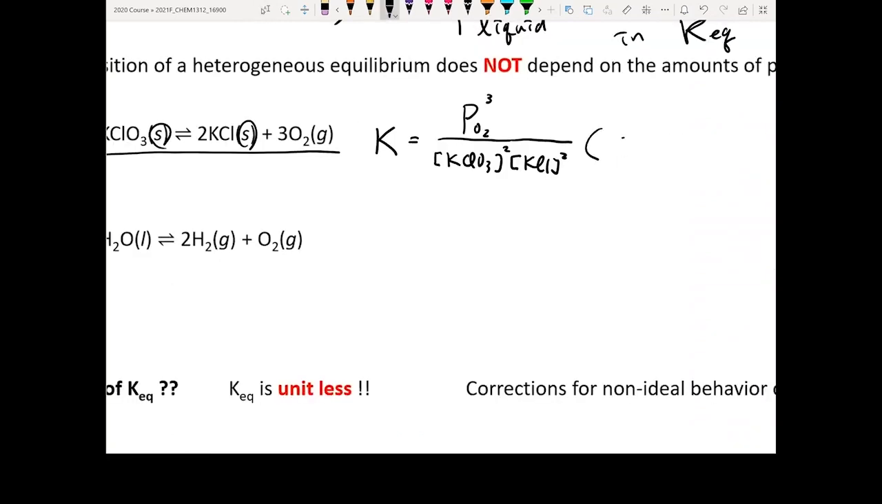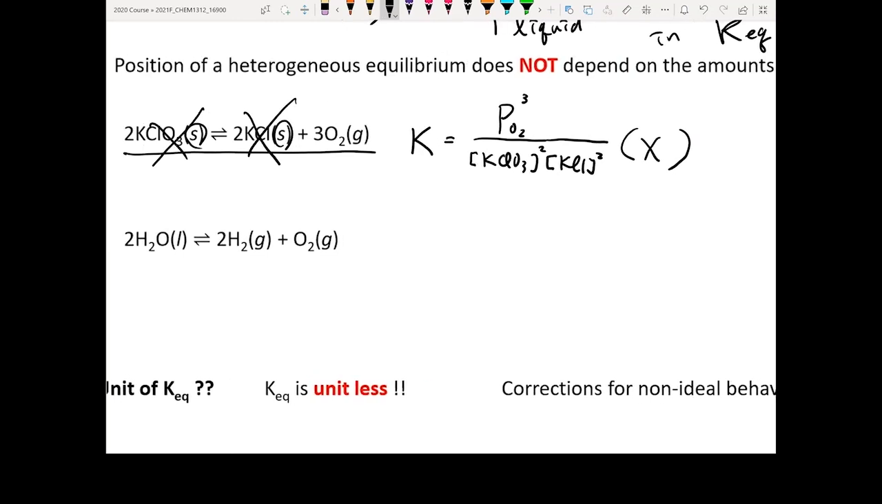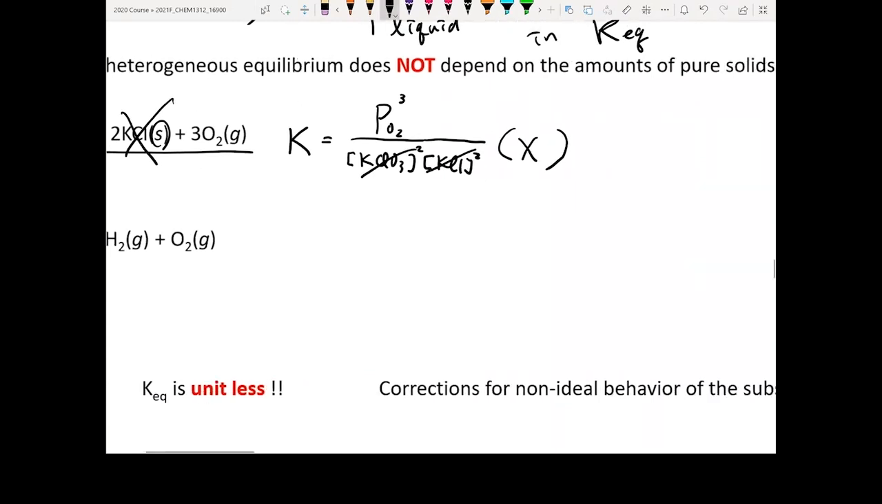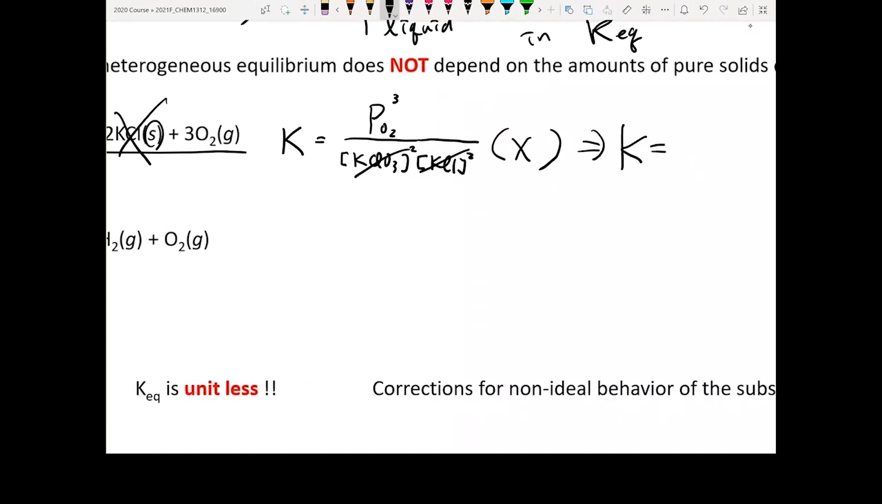This is actually incorrect. The main reason is because you can actually include the pure liquid or pure solid in your equation. It means actually this one cannot be included. This one cannot be included. So the really correct way is that you should not write this, you should not write this. Your K should simply be a function of oxygen pressure to the third power.